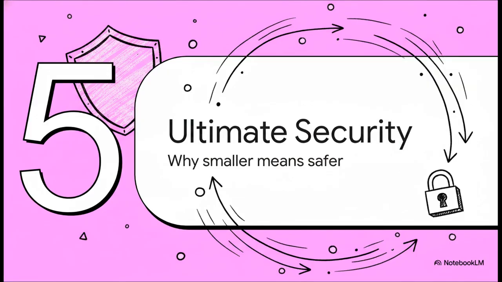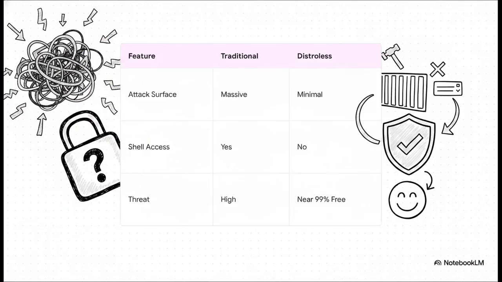Finally, Section 5, the ultimate security advantage. Let's see why smaller means safer. Look at this security contrast. With a traditional image, your attack surface is, frankly, massive. Hackers look for vulnerabilities in standard operating system packages. But if you remember our no-shell shock from earlier, we stripped away tools like wget, curl, and even the shell itself in a Distroless image.